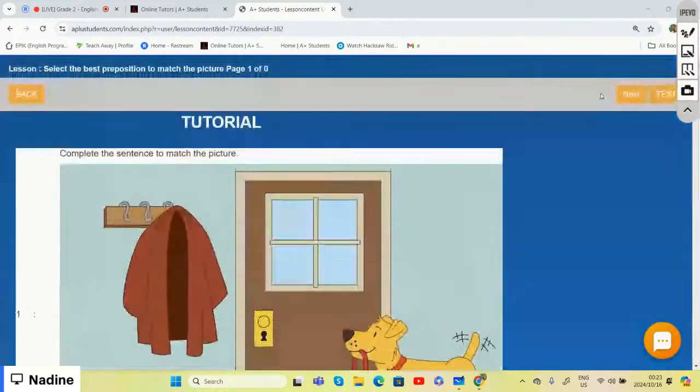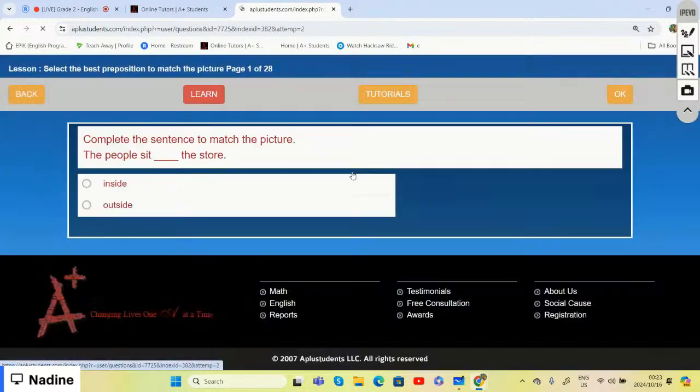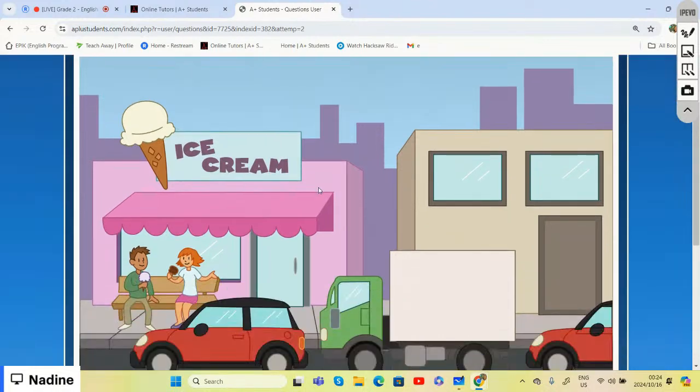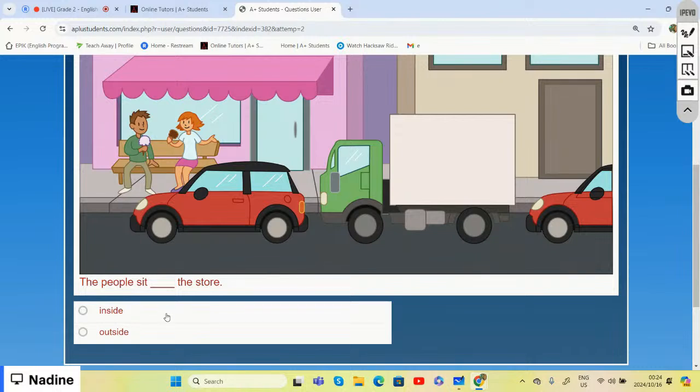All right, so now we're going to our test where we're going to select the best preposition to match the picture. We need to complete the sentence to match the picture. Look at the people here. We say the people sit in the store. Do they sit inside the store or outside the store? Where are the people sitting? Option one, inside the store, or option two, outside the store. We need to choose the correct one.